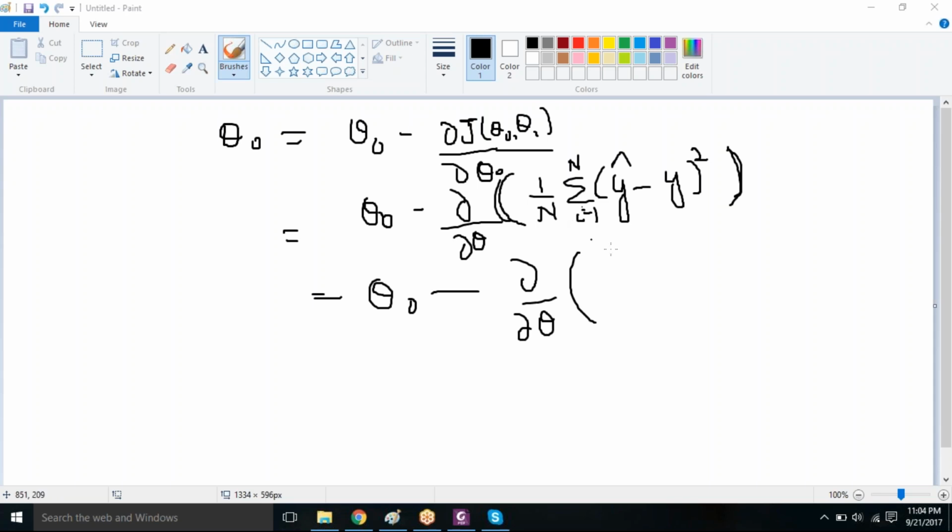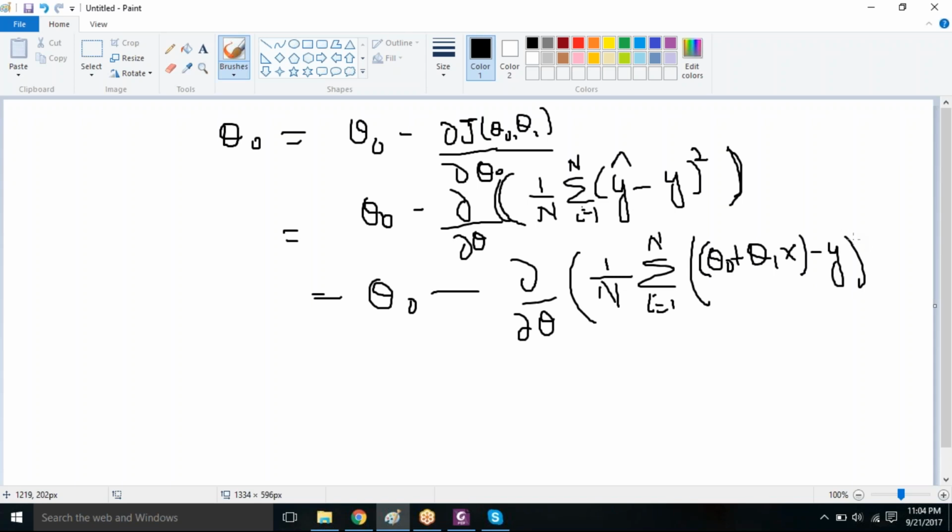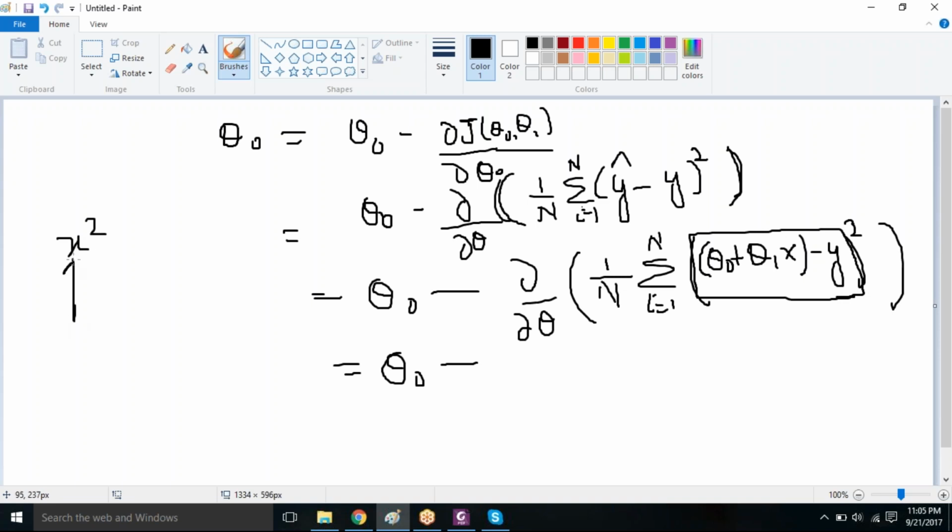So basically this can be written as 1/n summation over n. Now what is y hat? Isn't it theta naught plus theta 1 x? Yes. So I can write it like this. This whole thing you can assume as one single item, like you have x square, so something squared is there. So I can write it as 1/n. Now I'm doing the differentiation, okay?